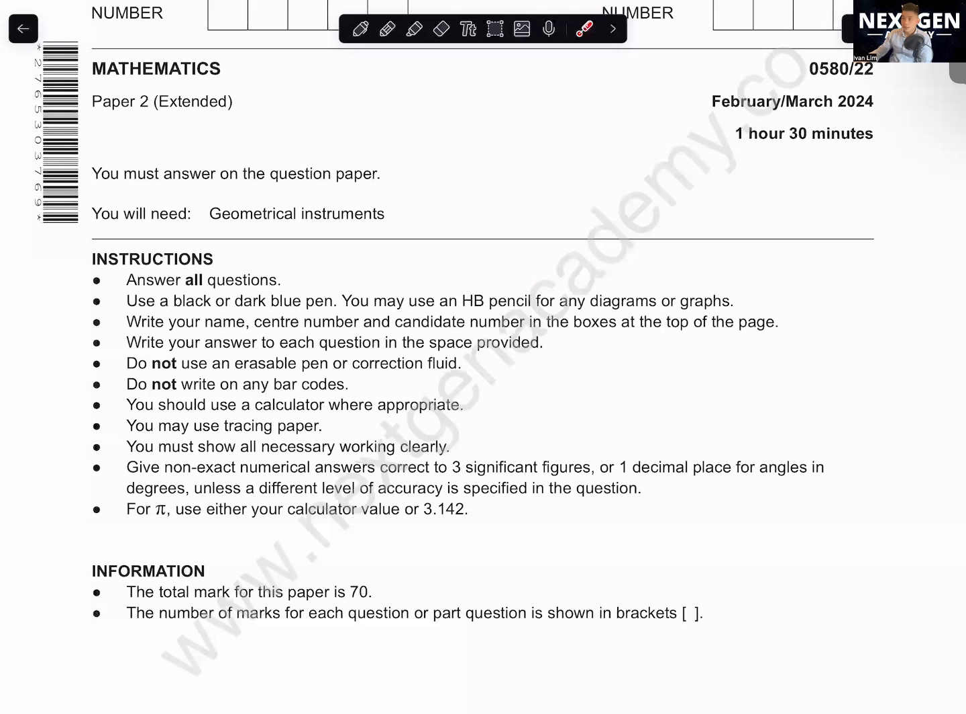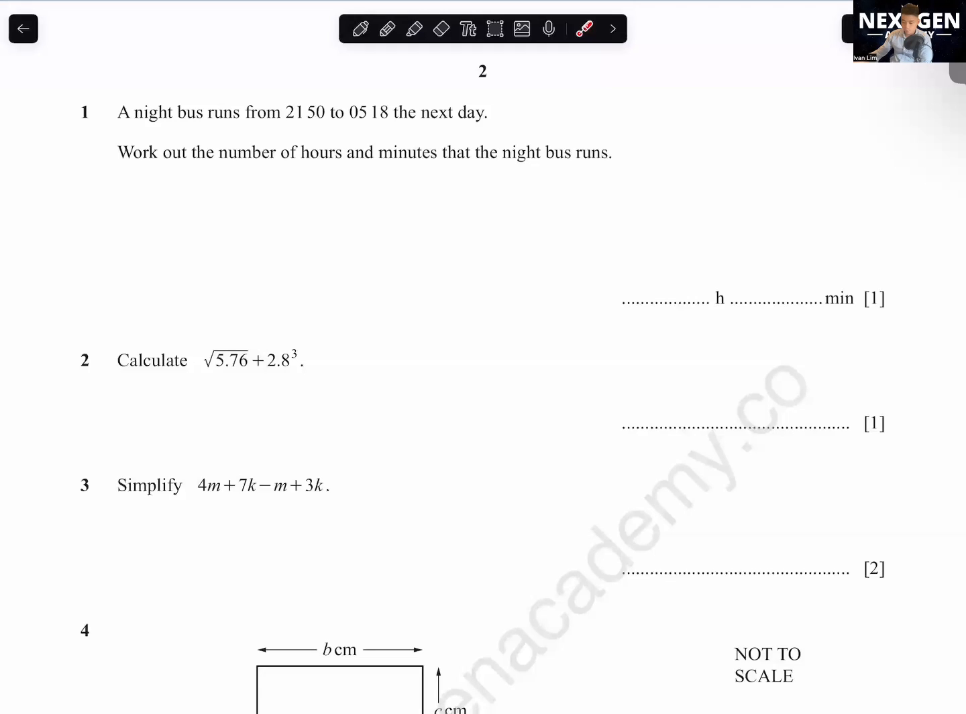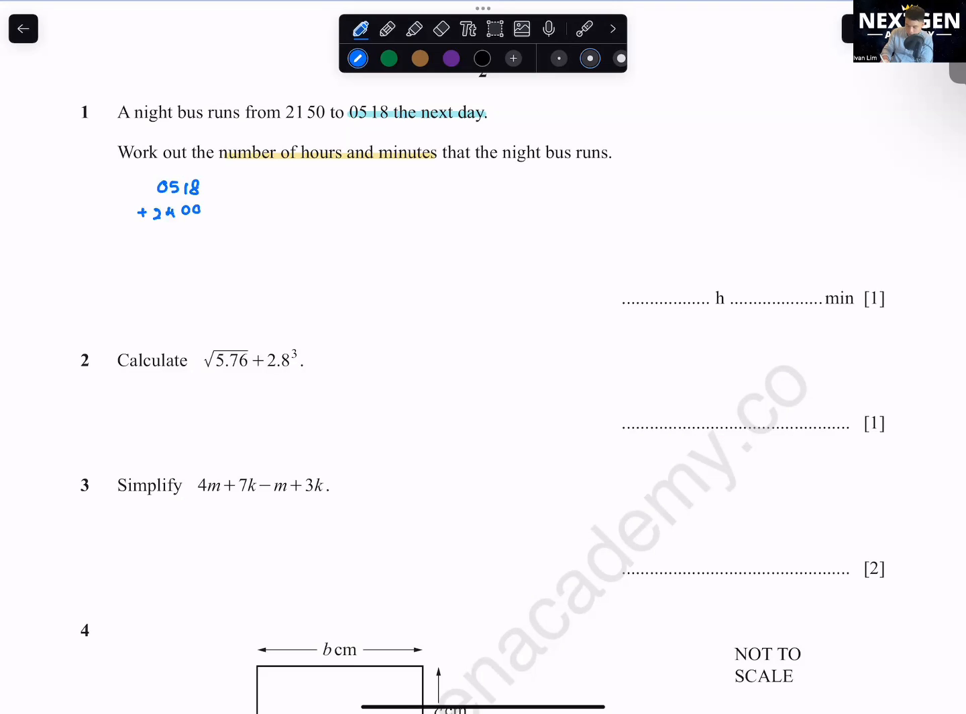Number 1. A night bus runs from 21:50 this time to 05:18 the next day. Work out the number of hours and minutes that the night bus runs. How do we do this? The next day means you need to add 24 hours. First thing, you add 24 hours to 05:18 because it is the next day. So 29:18 will be your ending time.